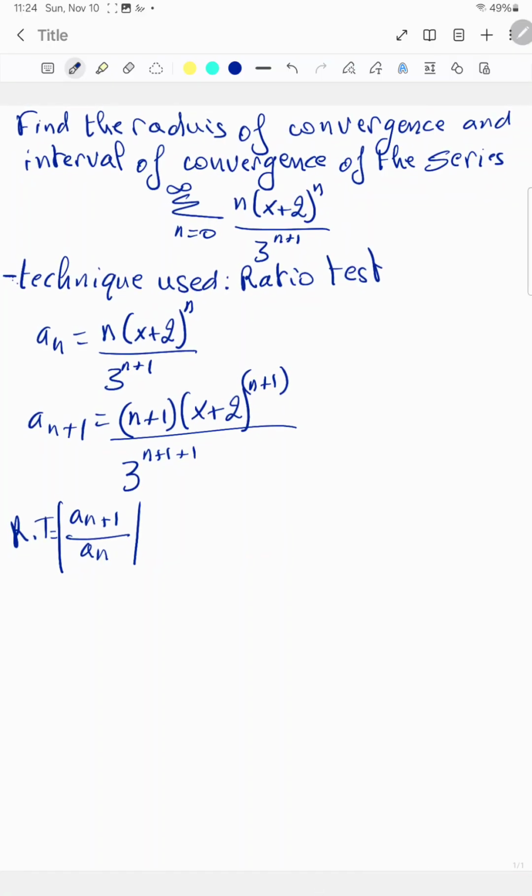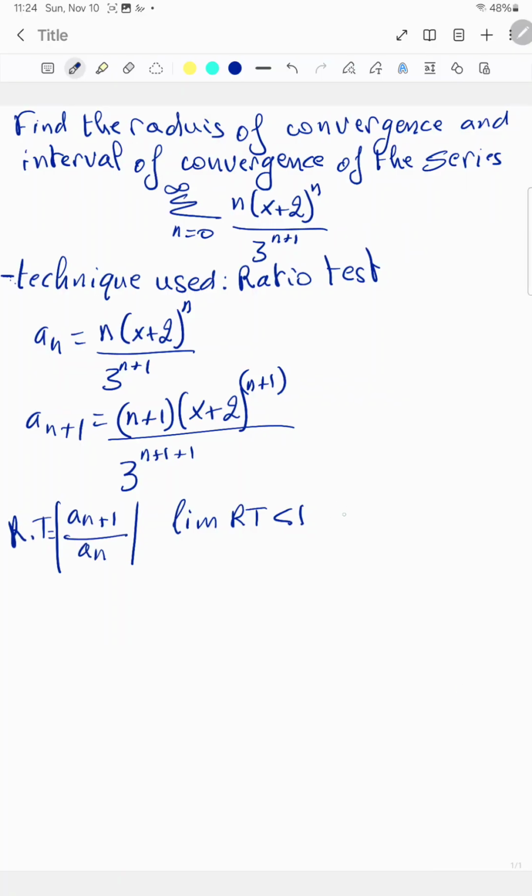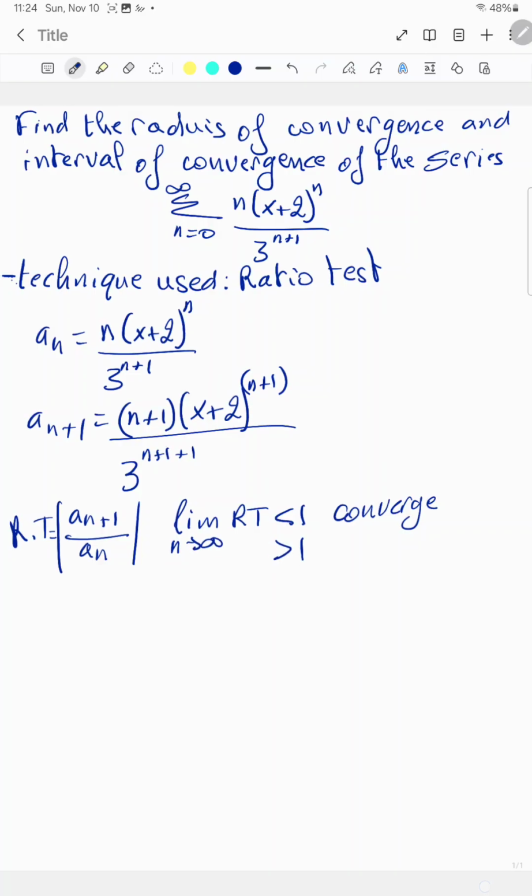And then I will study the limit of the ratio test. If the limit of the ratio test is less than 1, we say that the series converges. If the limit when n goes to infinity of the ratio test is greater than 1, it diverges. And if it is equal to 1, it is inconclusive. That means I have to find another way to prove if it converges or diverges.